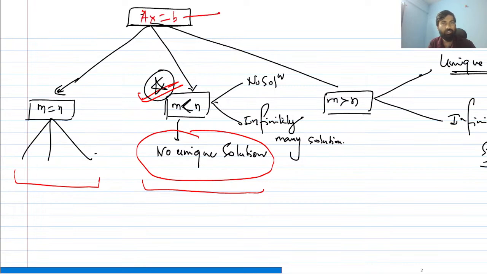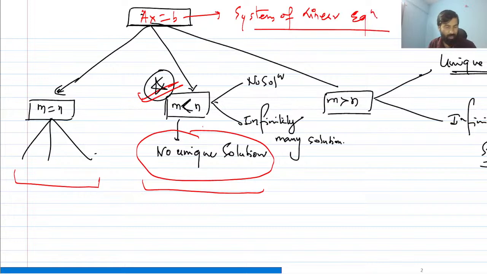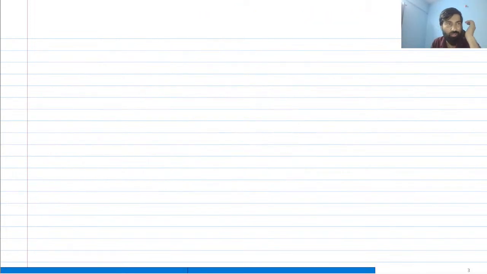Ax equal to b, you can say a system of linear equations. Here we can have b equal to 0 as well, and we can have b equal to non-zero. That also you have to take care. Ax equal to b, so this can be 0 and this cannot be 0, right? So these two things you have to also keep in mind.